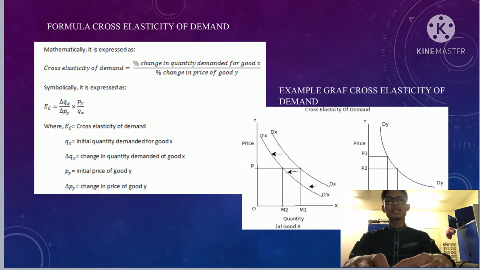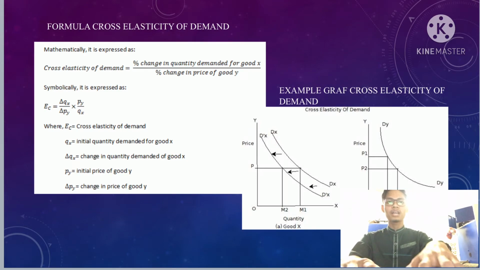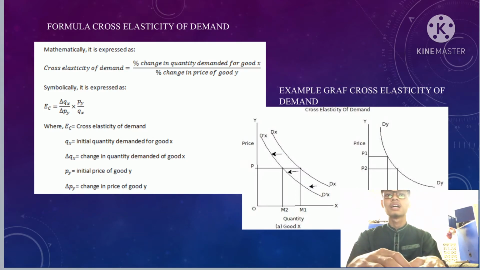Mathematically, it is expressed as cross elasticity of demand equals the percent change in quantity demanded for good X divided by the percent change in price of good Y. The formula is like this, where EC is cross elasticity of demand, QX is the initial quantity demanded for good X, ΔQX is the change in quantity demanded of good X, PY is the initial price of good Y, and ΔPY is the change in price of good Y. And then this is the example of the graph.